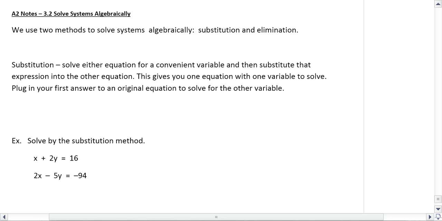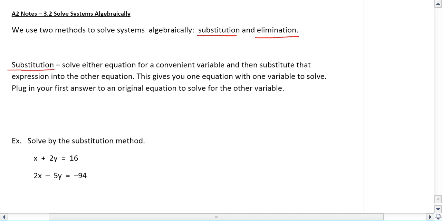This video is for Algebra 2, Chapter 3, Section 2, Solving Systems Algebraically. We use two methods to do this, and we learned this in Algebra 1. We use substitution and elimination, and in this video we're going to do a quick review of both of these. So I did put this into words. Don't know if it's helpful, but maybe it'll help trigger your memory.